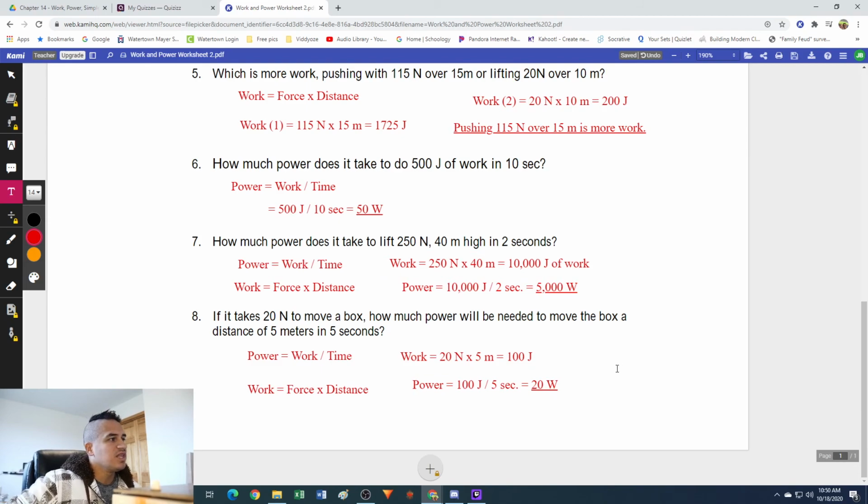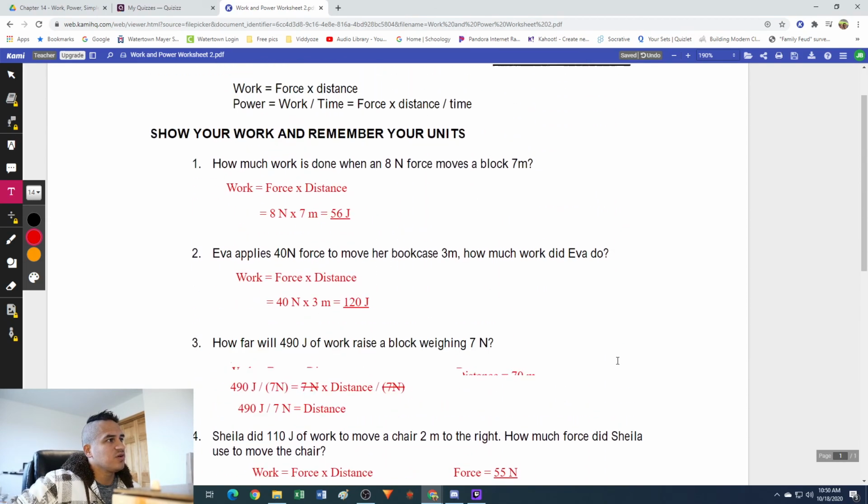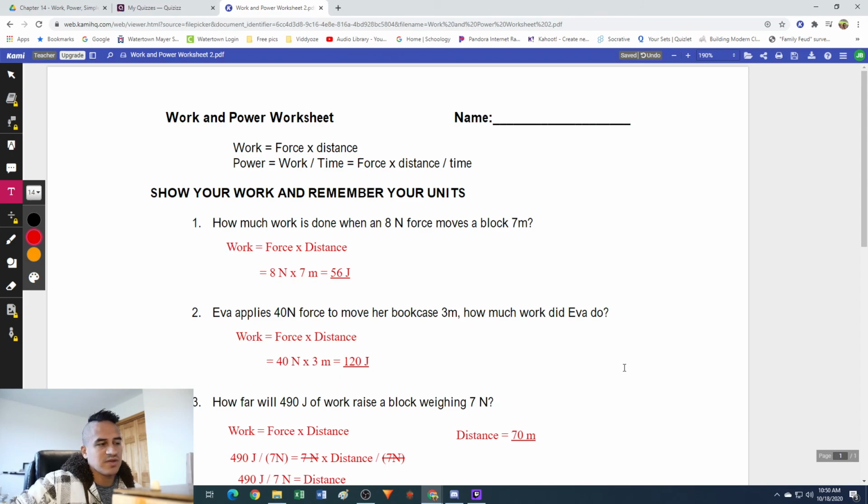That's it. So that was all 8 problems. Hopefully that gave you a little bit of clarity on how to do these types of calculations.